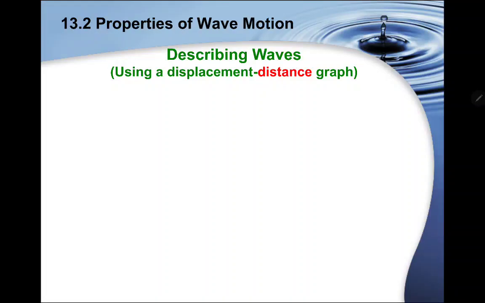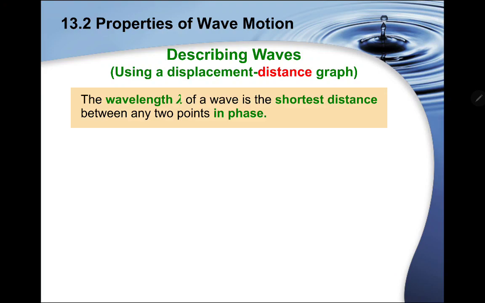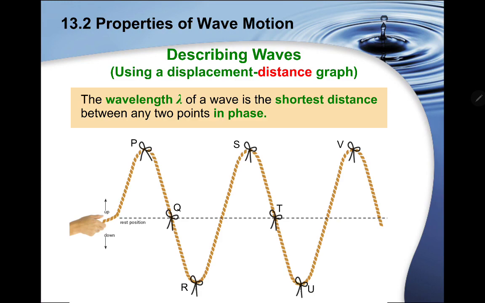Alright, the next property of a wave we're going to learn is called the wavelength. So the wavelength, because it is a length, can only be obtained from a displacement distance graph. Alright, so what is a wavelength? The wavelength of a wave is the shortest distance between any 2 points in phase. Alright, so now that you know what 2 points in phase means, this is relatively easy to understand. Alright, so can you try identifying a wavelength?